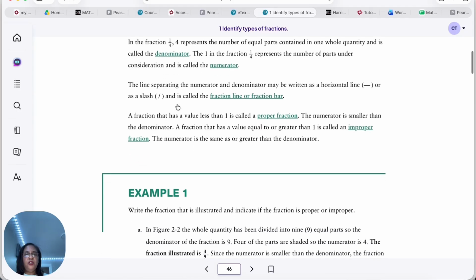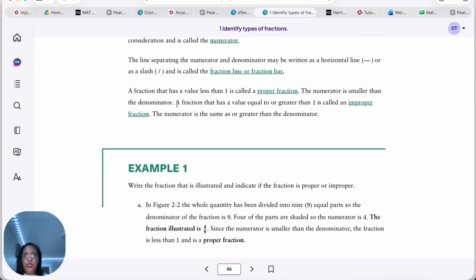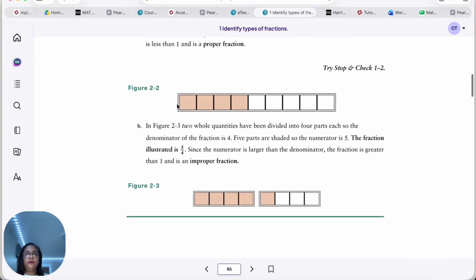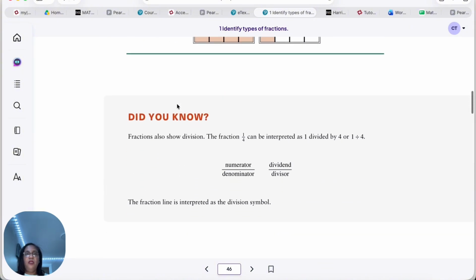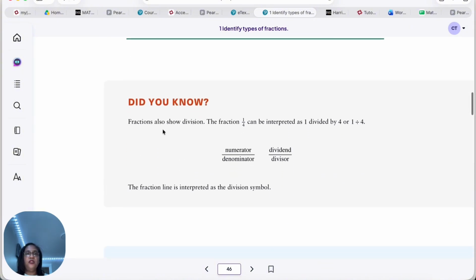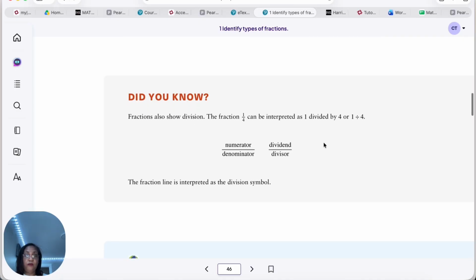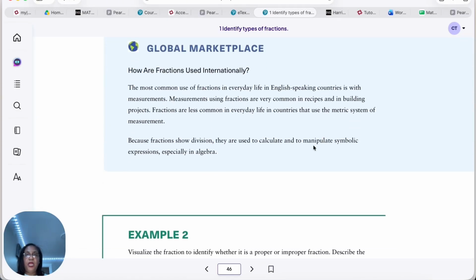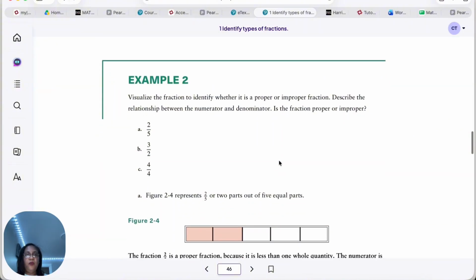And I'm not going to read this to you because it's so much information, but you can go through the examples. And then you have the did you know? Fractions also show division, right? So a lot of times when students ask me, how do I put a fraction in the calculator? Well, you just put 1 divided by 4. So here's 1/4, right? So this really means 1 divided by 4. And then you have some practical applications, and then you have more examples.